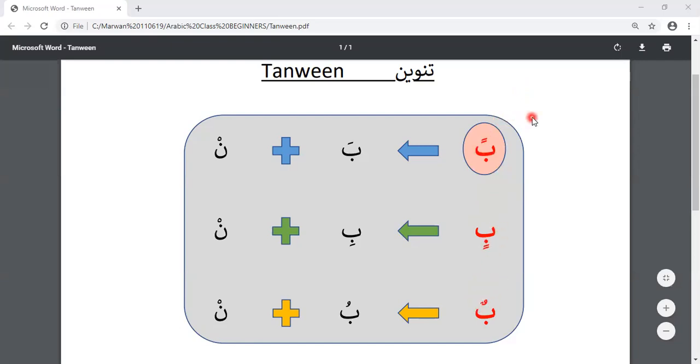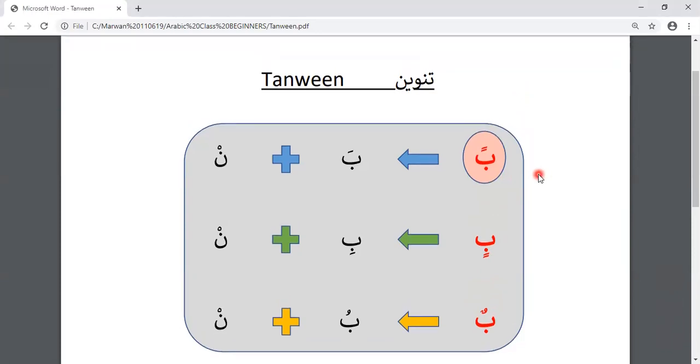Okay, so what happens with tanween? With tanween, this will look like that. There's a circle around this letter for a reason I'll explain later. The way we pronounce these letters is we take the basic accent, so one out of the two, and then we add a noon sakina, the n sound. So this would be ban, ban.